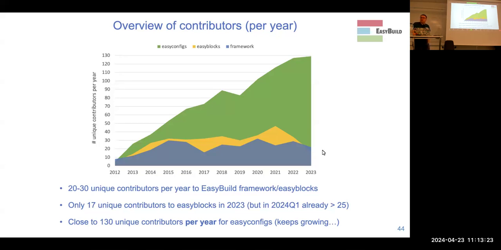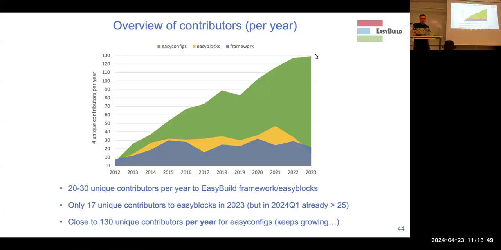I don't think that's an alarming thing. It can just be coincidence, or there was just less activity in EasyBlocks. We saw fewer PRs as well, so it's connected to that. But okay, yeah, it is what it is. I already peeked ahead a bit. So in the first quarter of 24, we already have more than 25 people. So it's a temporary thing, probably more of a coincidence than anything else.